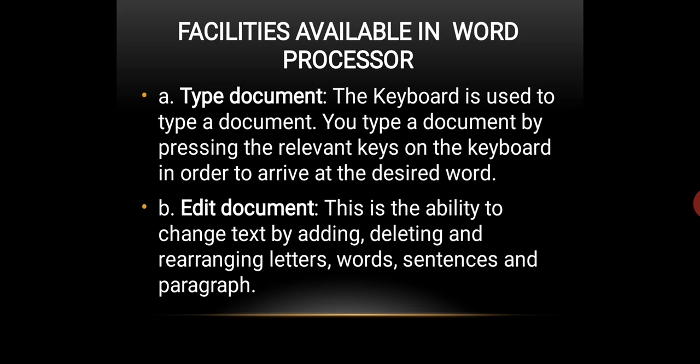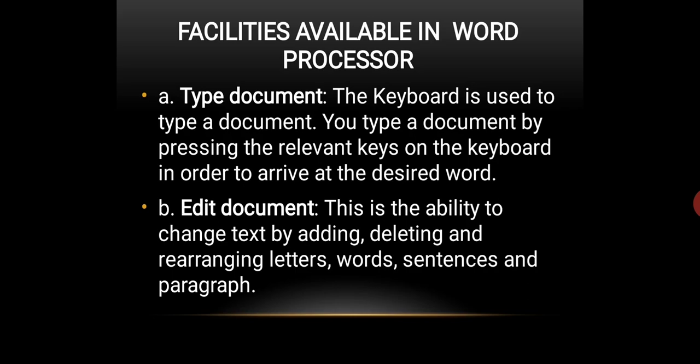Okay, let's look at some of the facilities available in a word processor. In a word processor, you can type your document using a keyboard. Unlike the old typewriter, the major difference is that if you are using your old typewriter and you make any mistake, you start afresh. And in this one, any mistake can easily be erased.